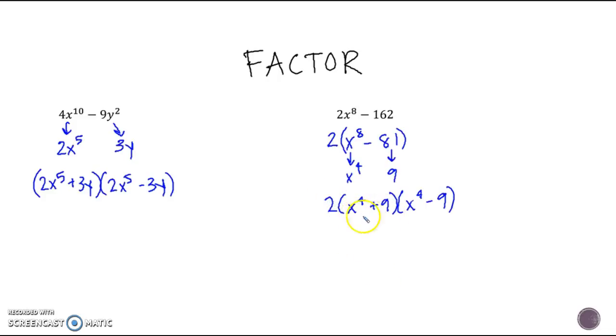X to the 4th plus 9, I can't simplify it anymore because it's addition. X to the 4th minus 9. I've got two terms, subtraction, even exponent, perfect square. That means I can do it again. The square root of x to the 4th is x squared, and 9 is 3. So this parentheses right here breaks down again to x squared plus 3, x squared minus 3.